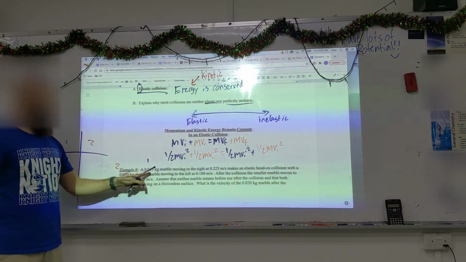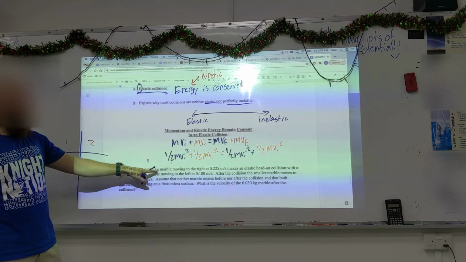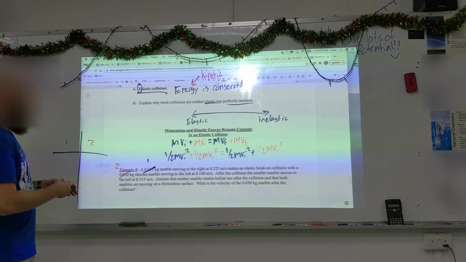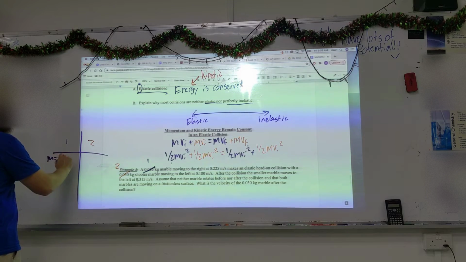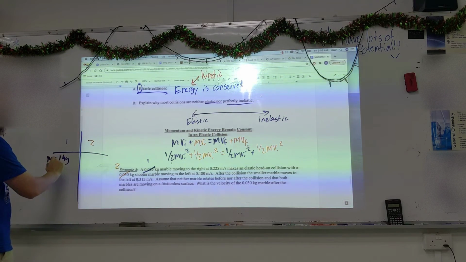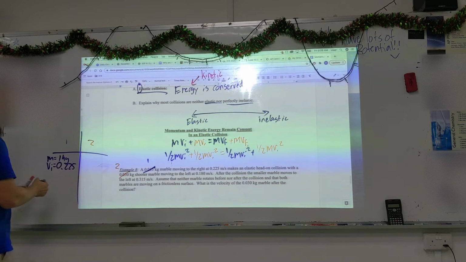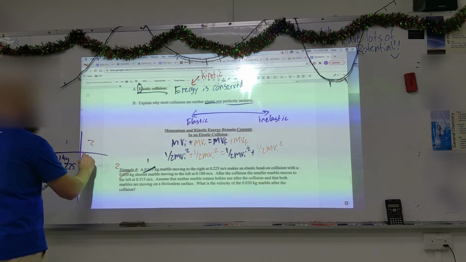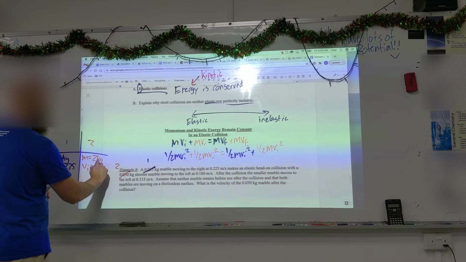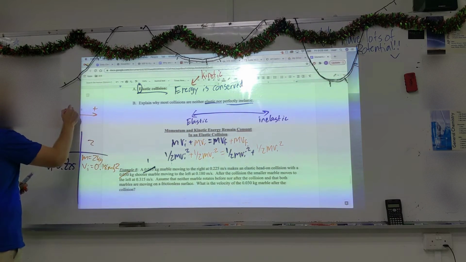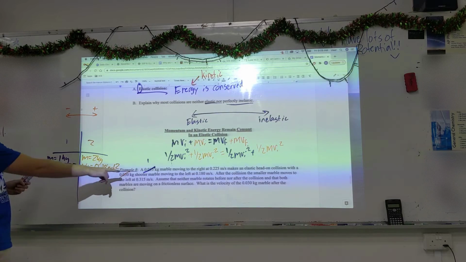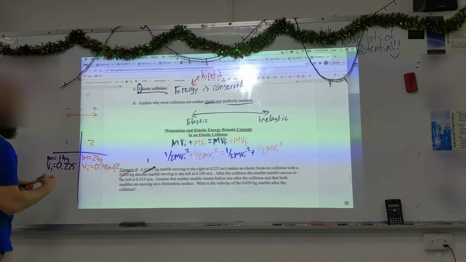So this is marble 1, the 1 kg marble moving to the right at 0.225 meters per second. So m is equal to 1 kg, vi is equal to 0.225. It makes an elastic head-on collision with a marble of mass 2 kg and initial velocity 0.18. Let's look at our axes. Let's make right positive, left negative. The shooter marble, my second marble, is moving to the left, so this is going to be negative.